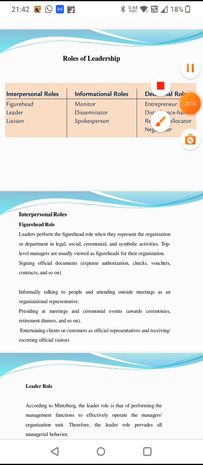So these were a few of the roles, and we still have the informational and decisional roles, which will be covered in video 2. Thank you.